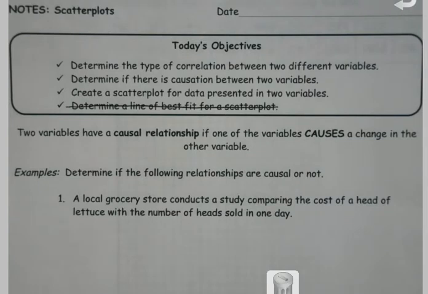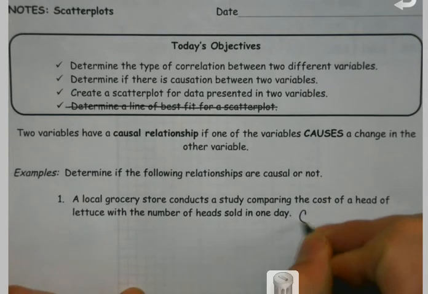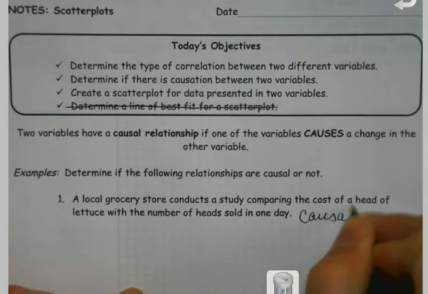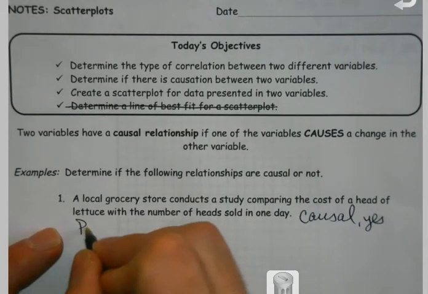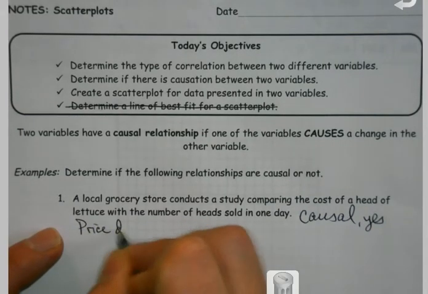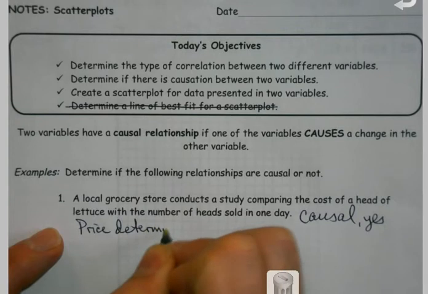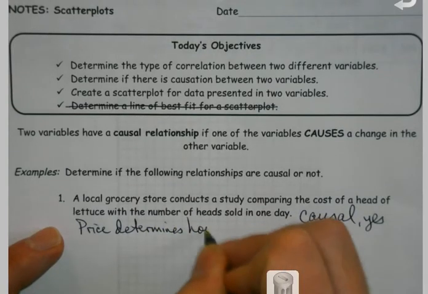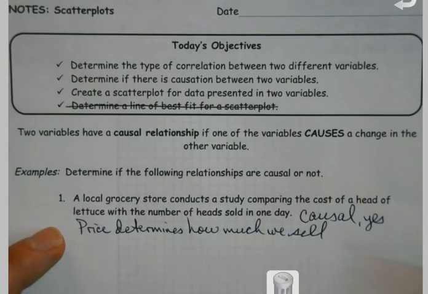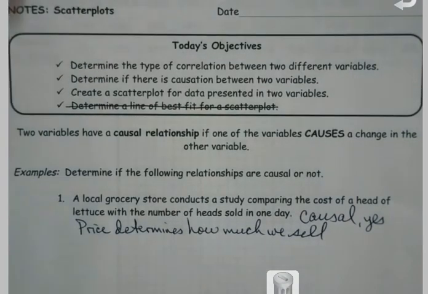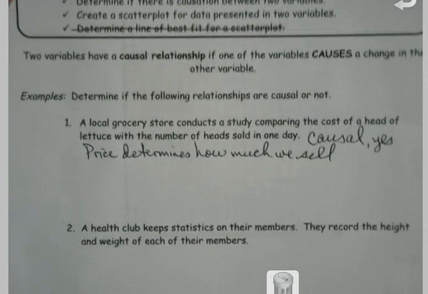Yeah. Okay. So these are what's called causal, or even if you want to write yes on something like that, that's okay. Because price, in this case, determines how much we sell. So that actually is. So let's see if this next one is.